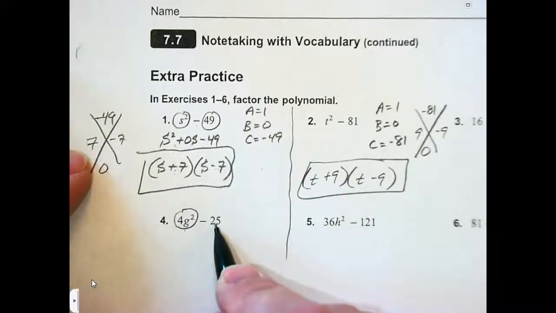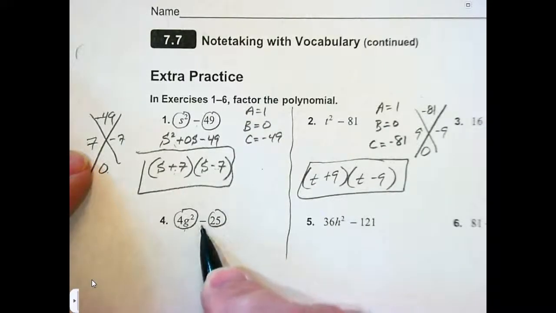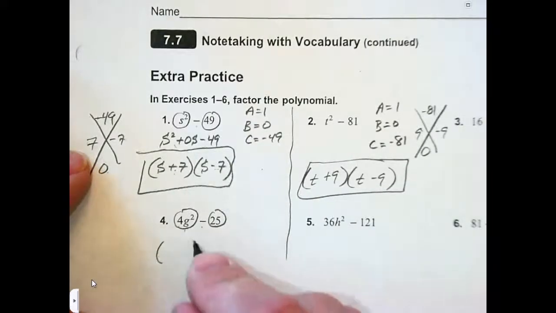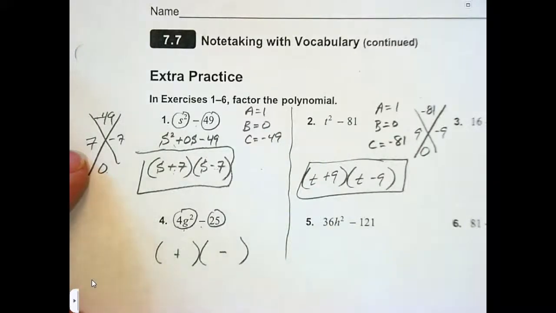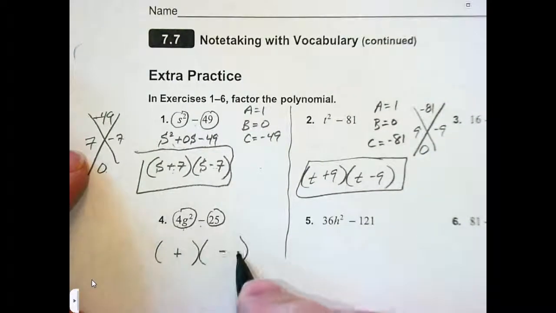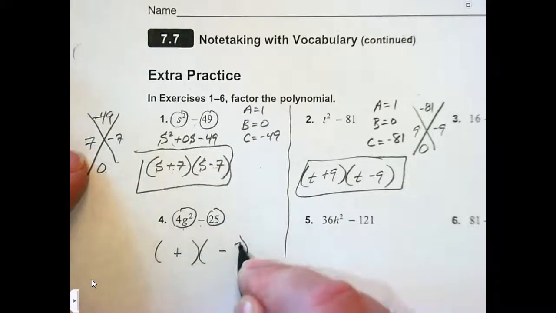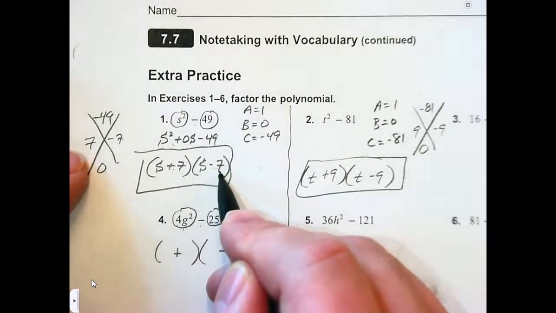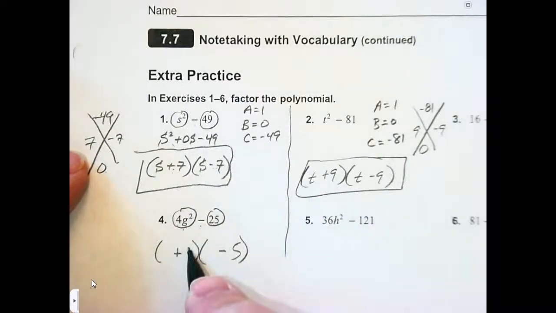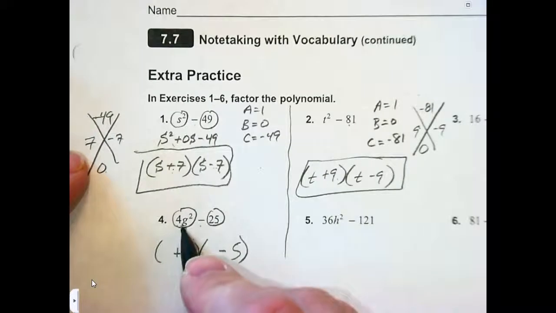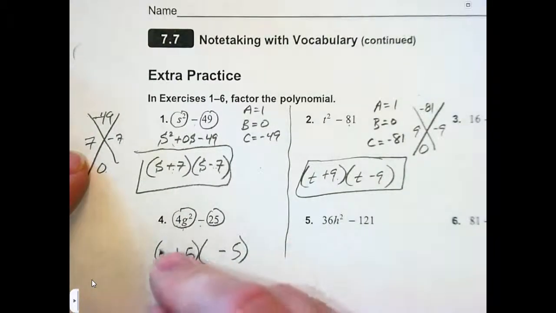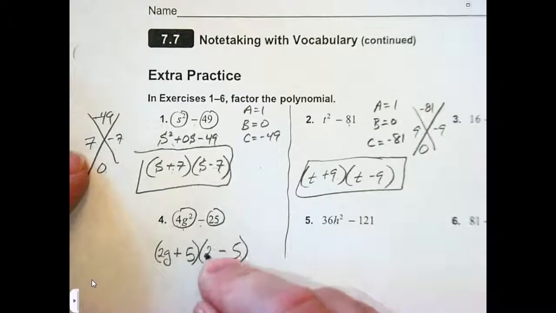Is this a perfect square? Is there a subtraction sign? The subtraction tells us that we're going to have plus and minus. What goes here in the back? 5. It's the square root of that, just like up here. What goes here? 5, just like here. Square roots. What's the square root of 4g squared? 2g. You've now factored that.